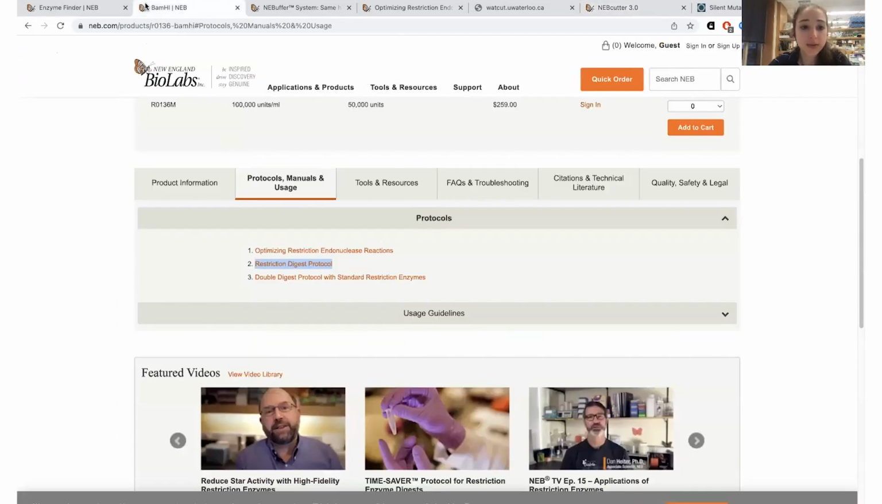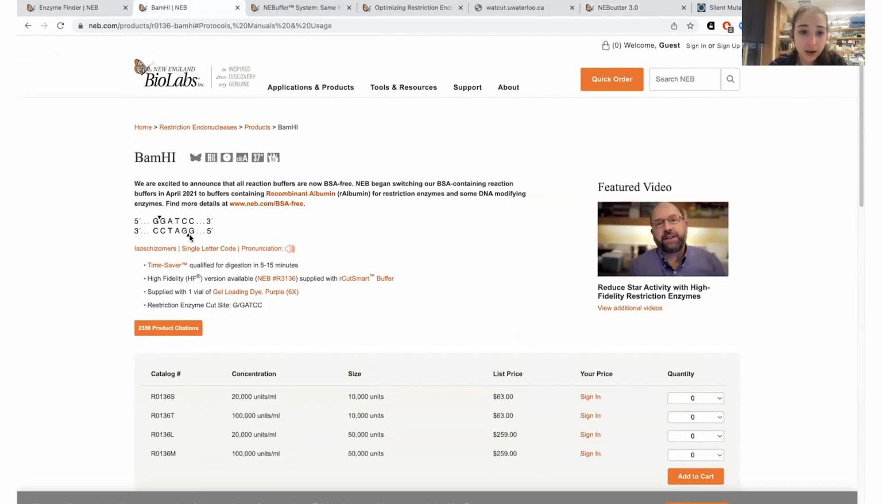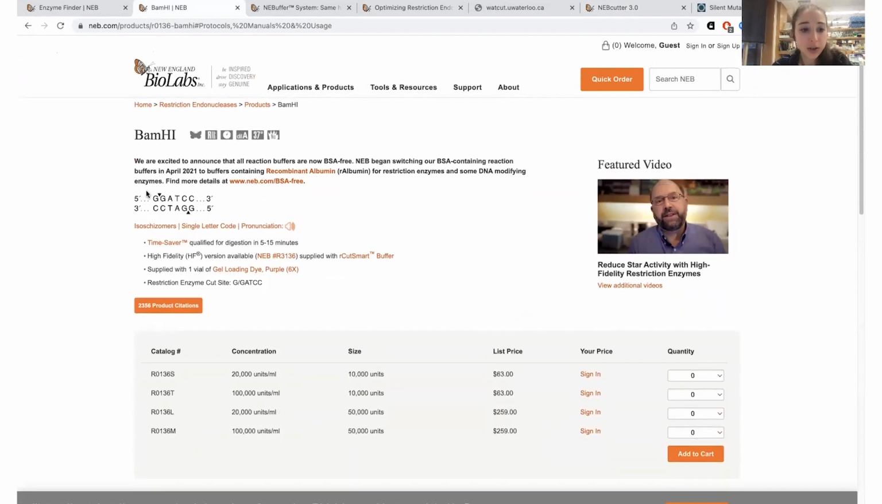So let's look at a specific example. Let's look at BamHI, which is the one I mentioned earlier. You can see it shows you the sequence and the place where it cuts with these arrows. You can see that it has this palindromic sequence and it's cutting in this place.